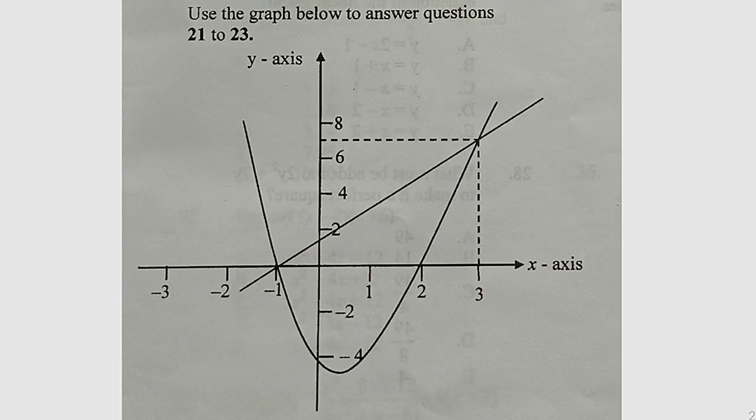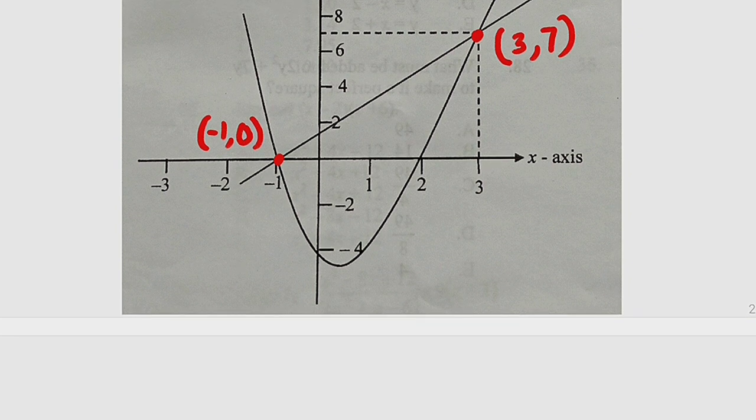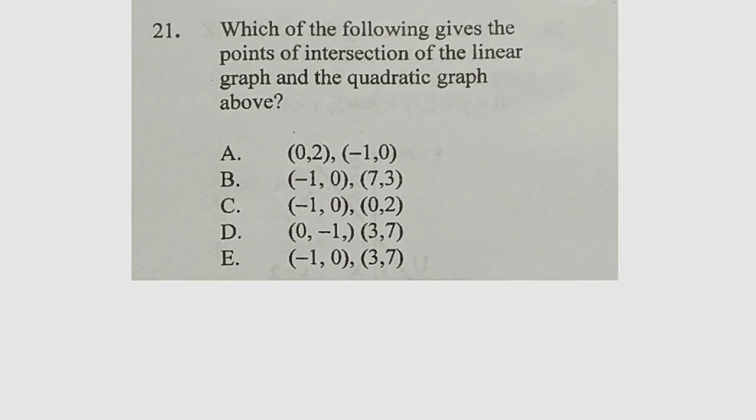The points where the two curves intersected. So you can see that the linear graph and the quadratic graph intersected at these 2 points. And what are the coordinates? The coordinate of the intersection, you can see the value of x at this point is negative 1, but the value of y is 0 at that point. Then coming down here, you can see x is 3 and y is what, 7, which is between 6 and 8. So the points of intersection are negative 1, 0, then 3, 7, which is option E.